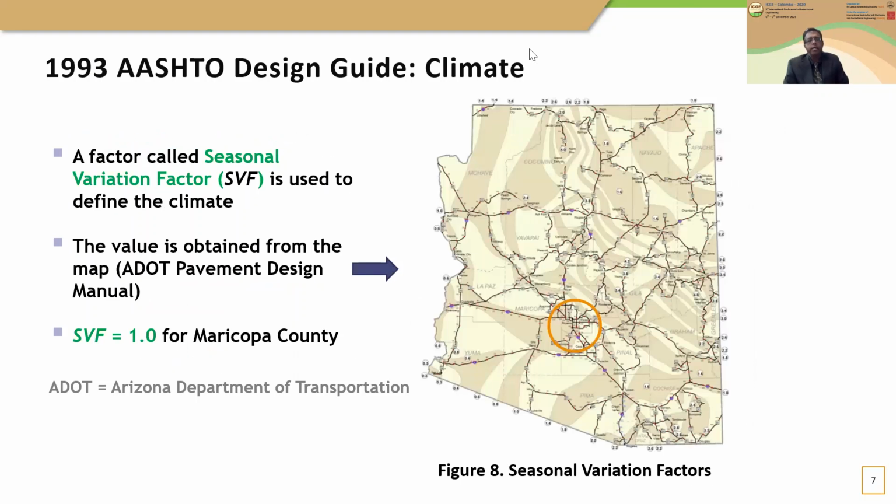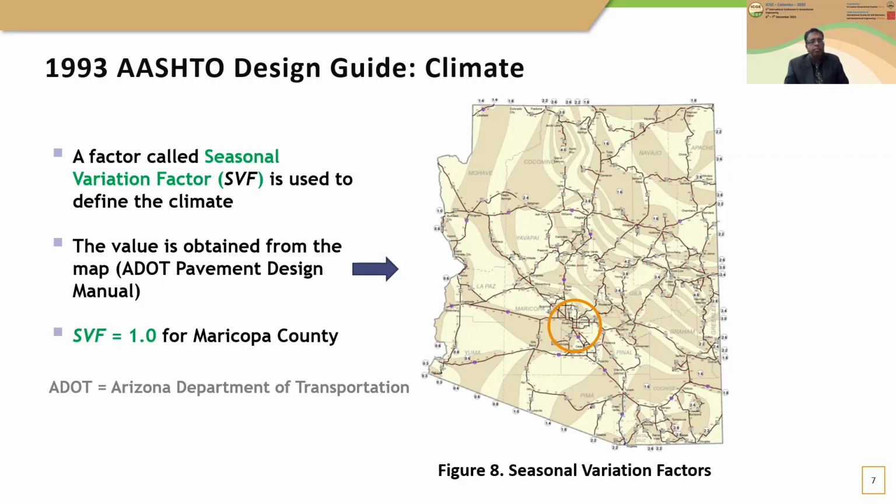Climatic conditions are taken into consideration by using a factor called seasonal variation factor, as mentioned before. The pavement design guide published by Arizona Department of Transportation, ADOT, provides a map of the state with contours of seasonal variation factors. The factor for Maricopa County is 1.0.